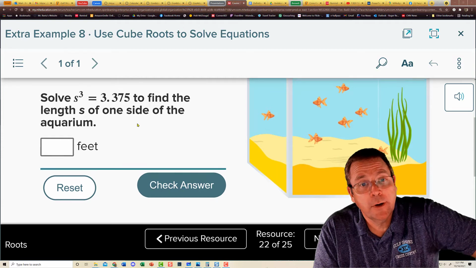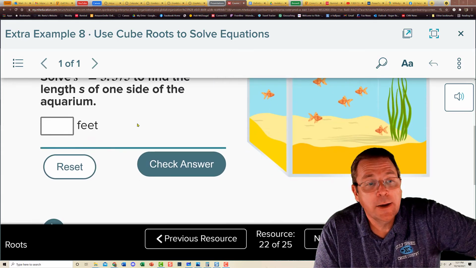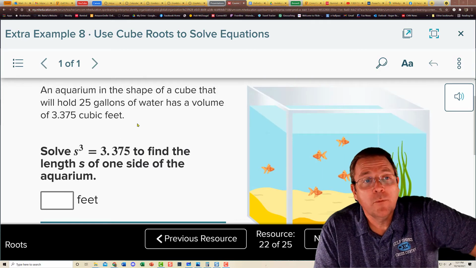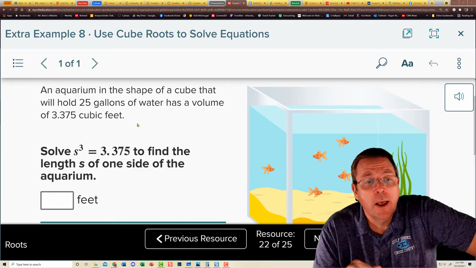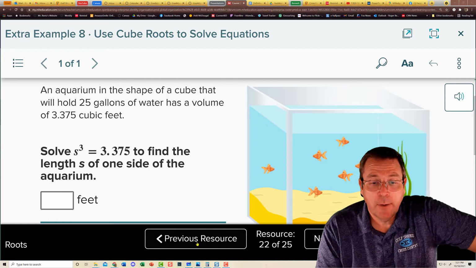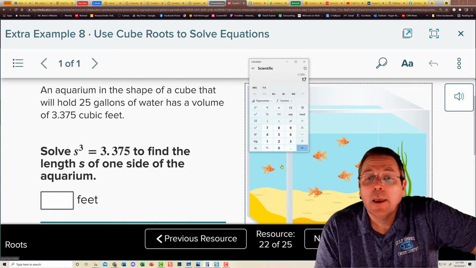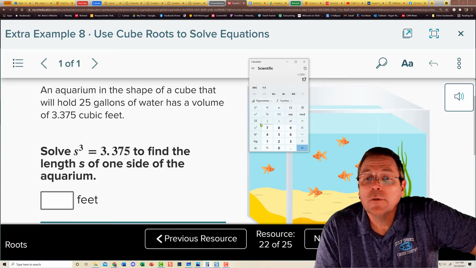3.375, can you figure that one out as a fraction? Neither can I. So this is a place where we're just going to cheat. I'm not going to expect y'all to do this one on your own. I'm going to jump on up here and grab myself a little pocket calculator, and I'm going to say that that is not good enough. I'm going to change it to the scientific mode.